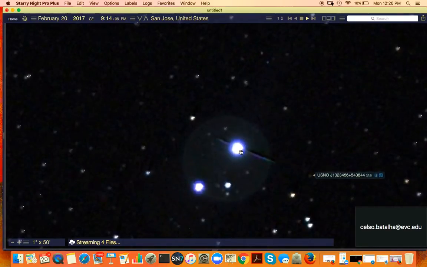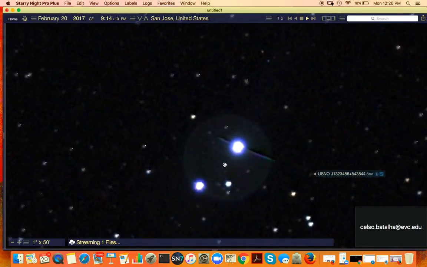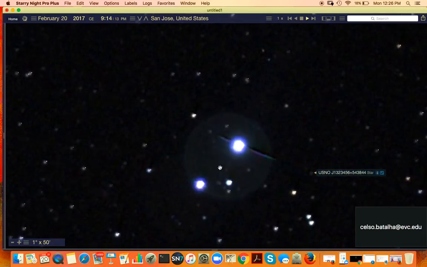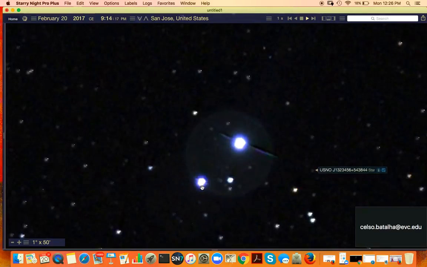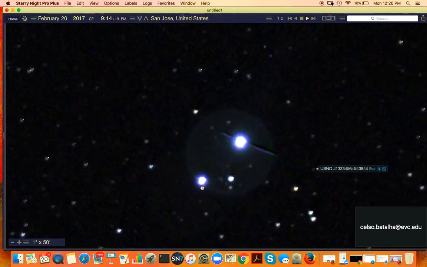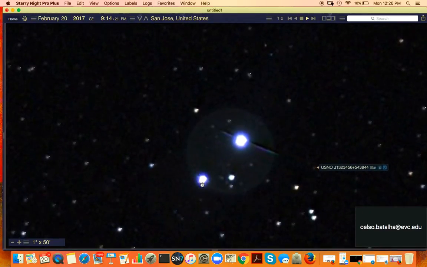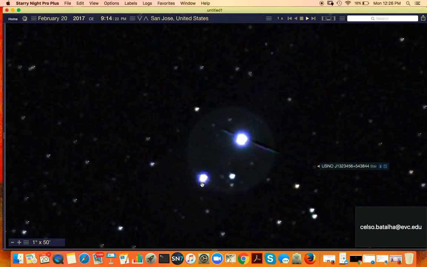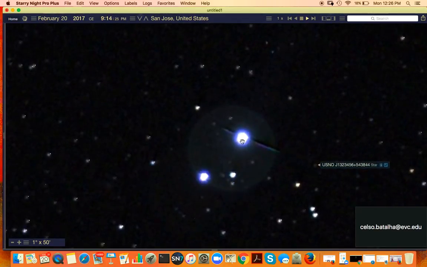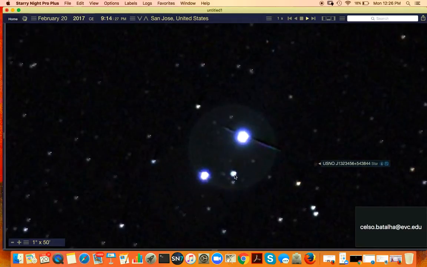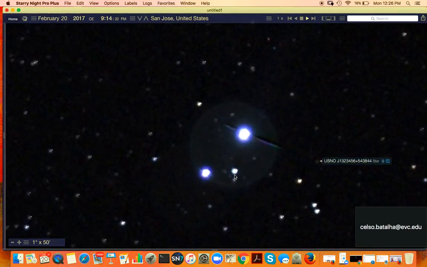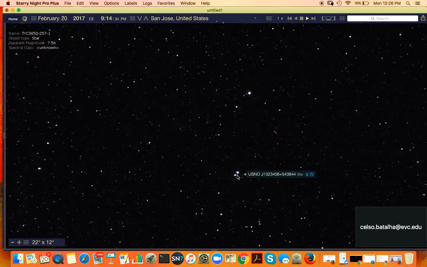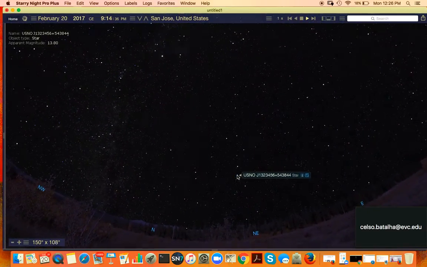So we have 2 of them. With the naked eye, you can see this and that one, and this one you barely can see. In the Roman Empire, if a soldier could see that, he would be hired. It means you can see your enemy very far away. But with a telescope, you can resolve 2 here, and a third and a fourth one there. So Mizar. This is the second star in the handle of the Big Dipper.